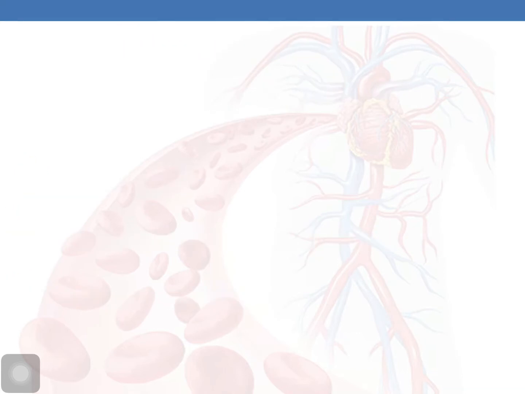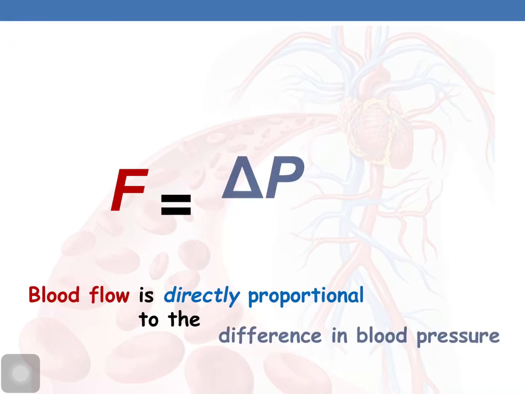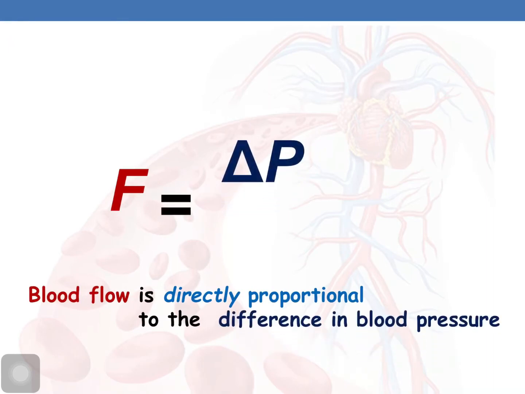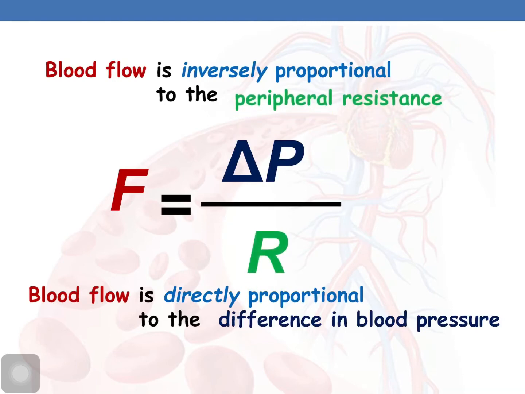Now that we have defined these terms, let us summarize the relationship between them. Again, the blood flow is directly proportional to the difference in blood pressure between the two points in the circulation. Thus, if the pressure difference increases, the blood flow speeds up, and when it decreases, the blood flow declines. The blood flow is inversely proportional to the peripheral resistance in the systemic circulation. If the resistance increases, the blood flow decreases. If the resistance decreases, the blood flow increases.